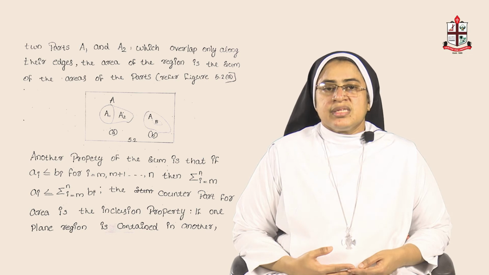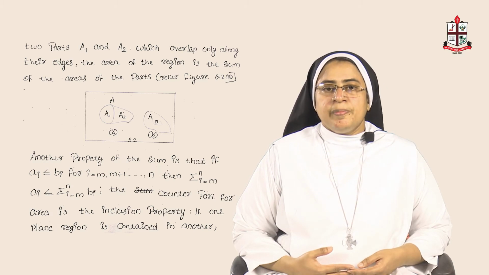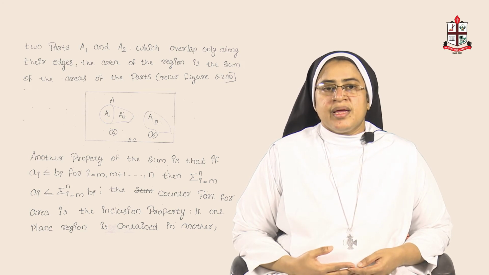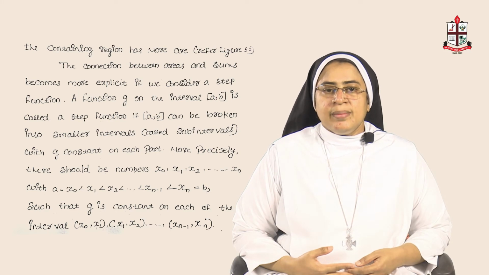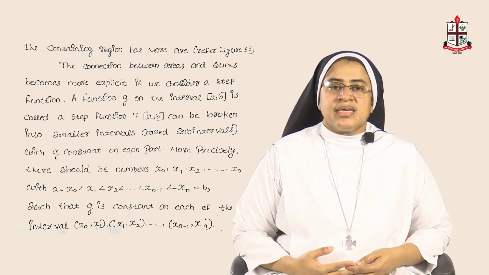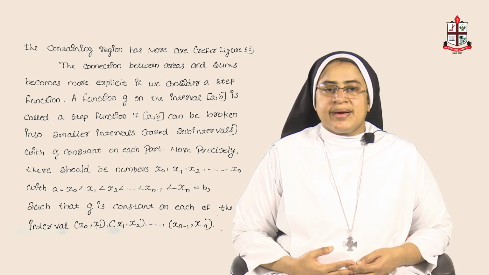That is, the sum counterpart for the area is the inclusion property. The property's name is inclusion property. If one plane is contained in another plane, the containing region has a larger area, as is seen in the given figure. Then the connection between the areas and sums becomes more explicit if you consider a step function.